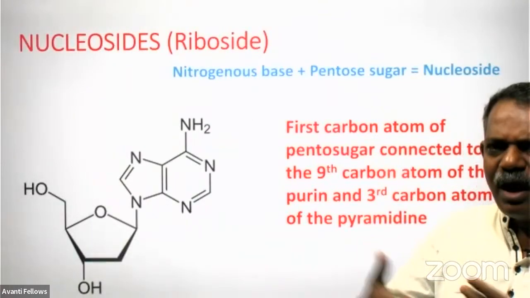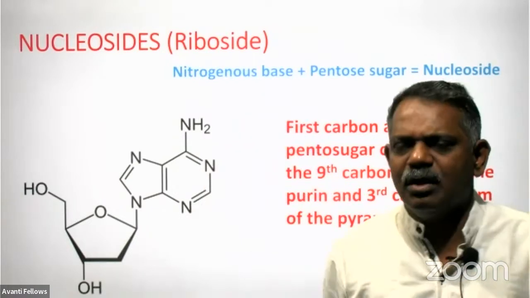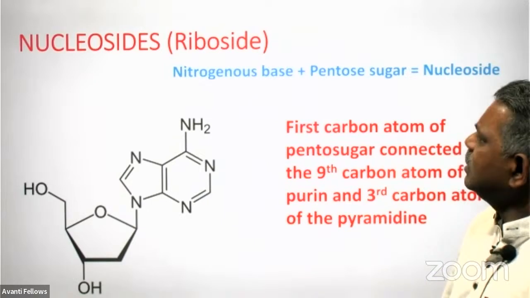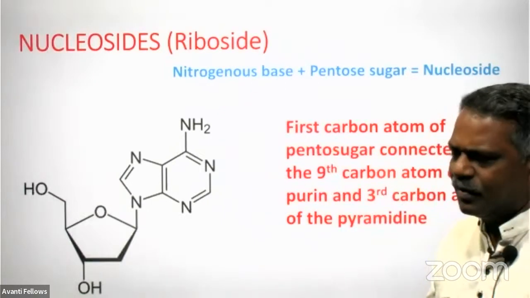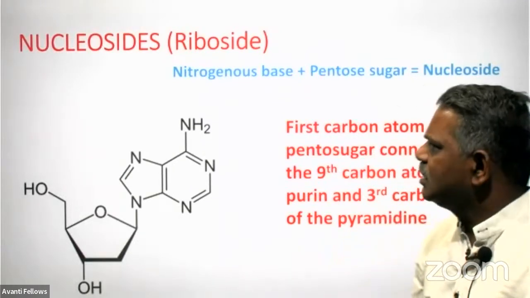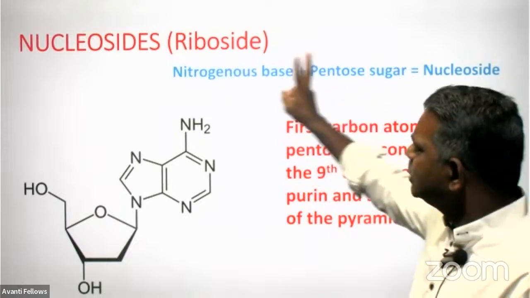So let us see how they bind together to get the structure of both RNA and DNA. So here, the first one is what? The nucleosides, or we call them what? The ribosides. Nucleosides or ribosides. And these nucleosides are produced with these two components.